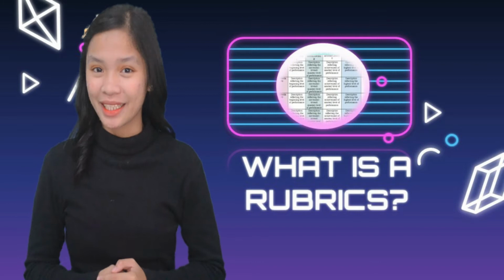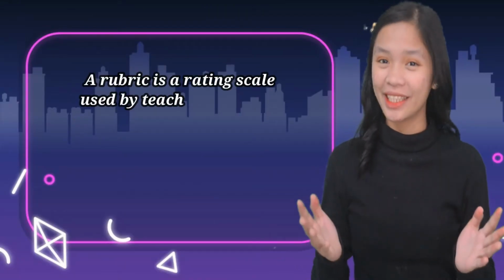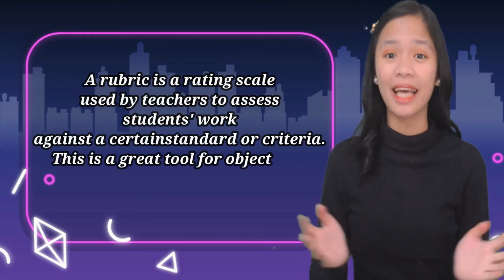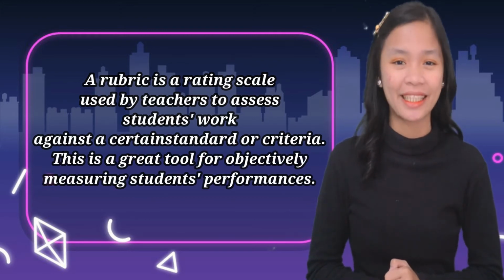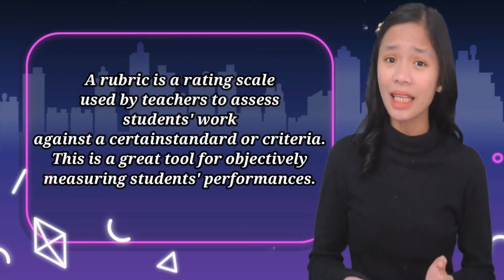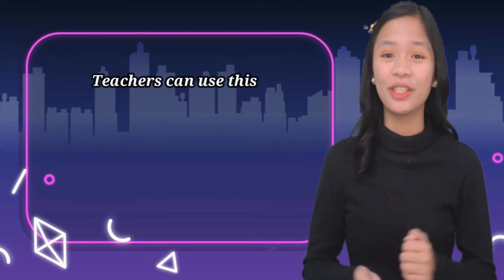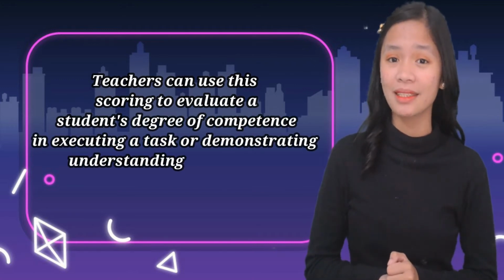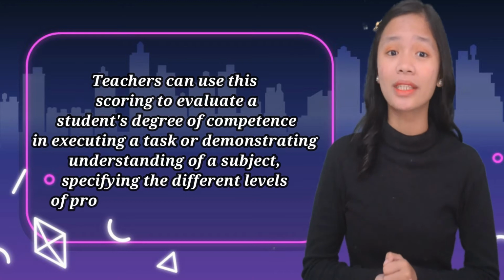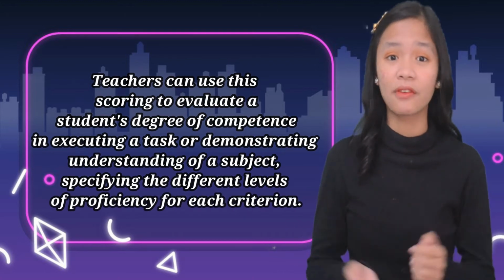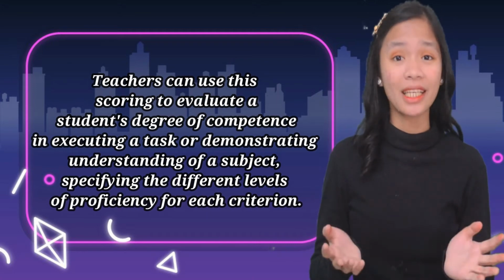What is a rubric? A rubric is a rating scale used by the teachers to assess students' work against a certain standard or criteria. This is a great tool for objectively measuring students' performances. Teachers can use this scoring to evaluate a student's degree of competence in executing a task or demonstrating understanding of a subject, specifying the different levels of proficiency for each criterion.